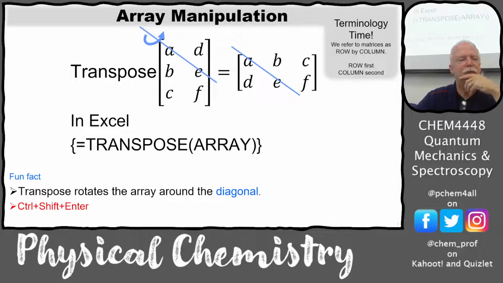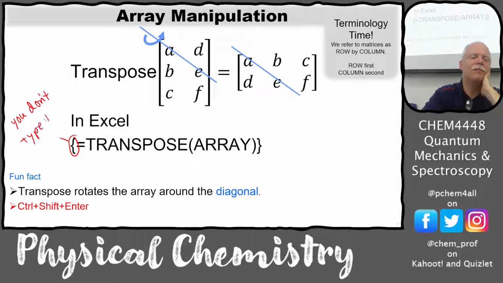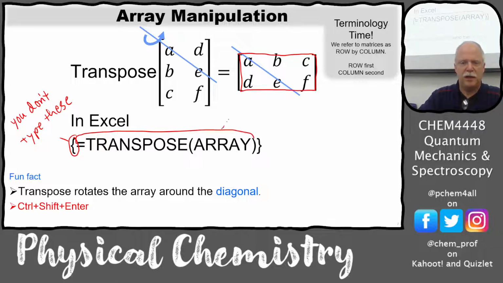So in Excel, we do this by transpose array. Now, notice these curly brackets. These are important, okay? You don't have to type these in. What you do is you select where you're going. So you would select these 6 cells with the mouse, okay? And then you start typing, and you type this piece right here. You type this into here.